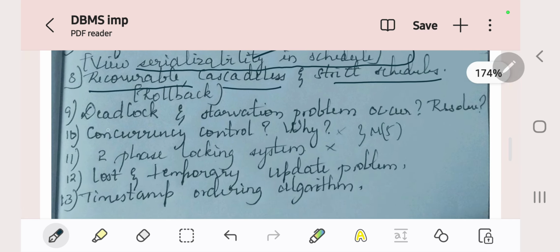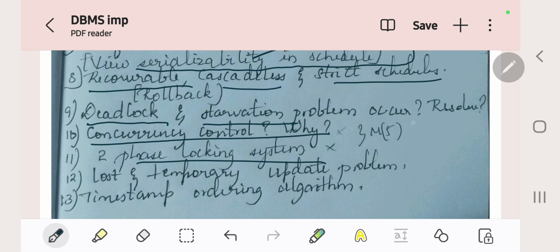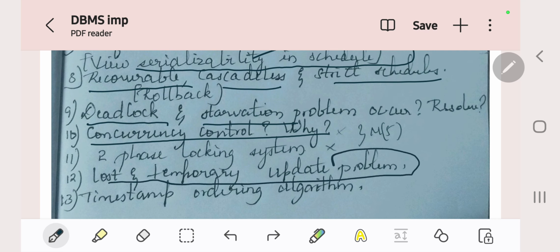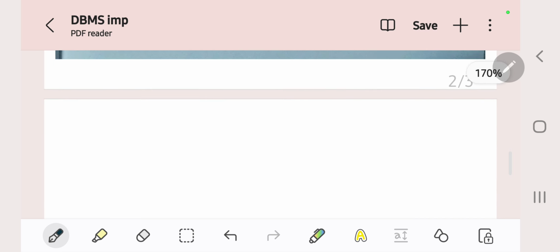Okay, then you already know it in OS, deadlock and starvation problem. How does it occur and how to overcome that, how to resolve it. Then concurrency control and two-phase locking system is actually module 5 concept. Yeah, you can skip these two concepts. Then lost and temporary update problem. This is again important. You have to just write a few lines. You can consider this question for 4 marks and this for 6 marks. The timestamp, we have syntax for it. You have to explain with syntax.